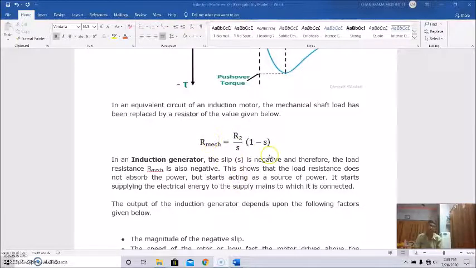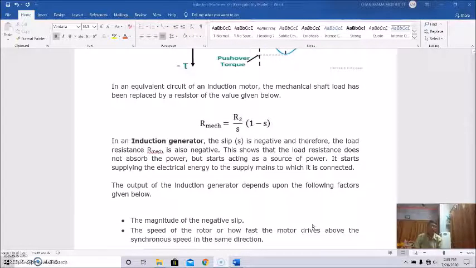From the equivalent circuit of a three-phase induction motor, we have seen that R mechanical is equal to R2 by S into 1 minus S. In an induction generator, this slip is negative, so the load resistance R mechanical is also negative. This means the load resistance does not absorb power, but acts as a source of power. It starts supplying electrical energy to the supply mains to which it is connected.